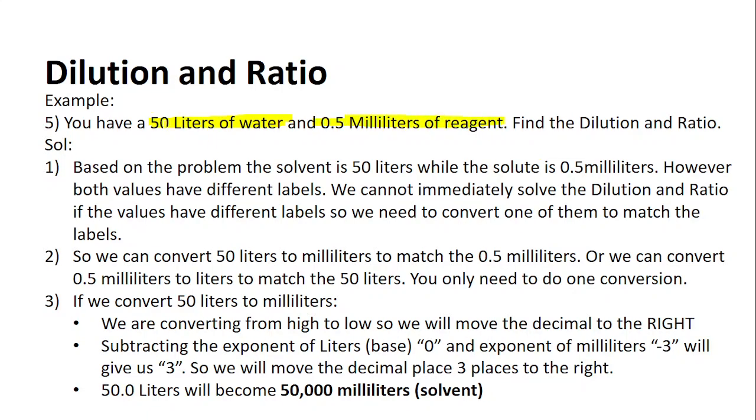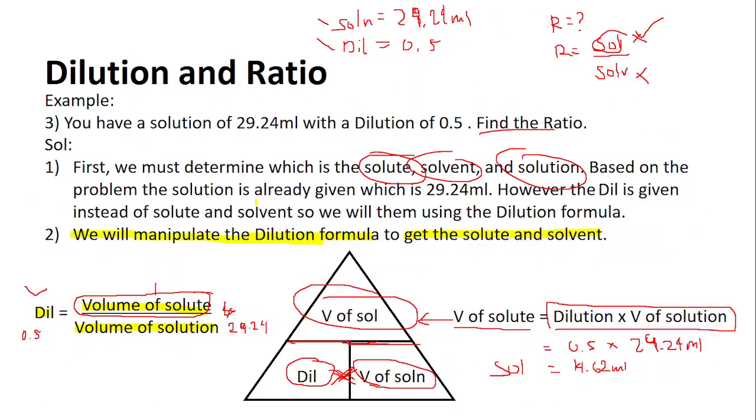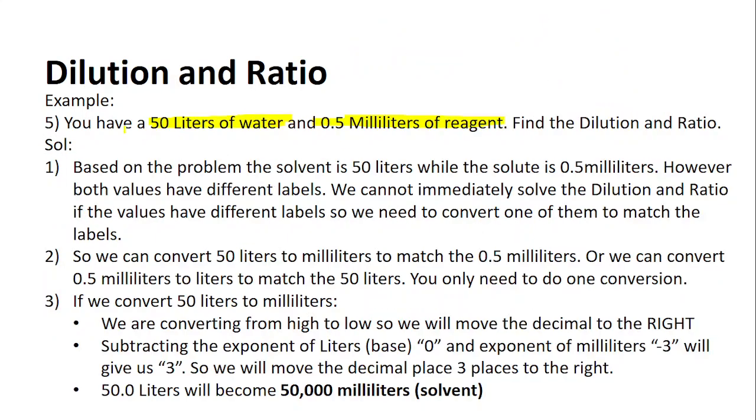If you notice, the labels are different. So, when solving dilution, ratio, and the other ways to compute solutions, the labels need to be the same, class. The percent solution is excluded from this rule. But for dilution and ratio, and for concentration, the labels must always be the same. Okay? The labels must always be the same, class. So, what can we do? We convert. Before we can solve dilution and ratio, we convert first.